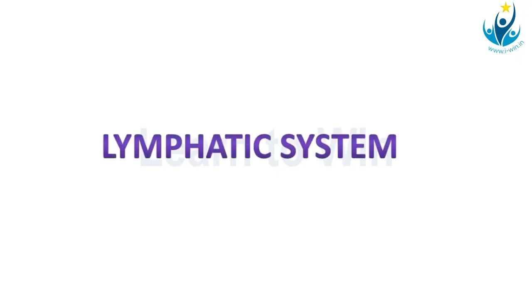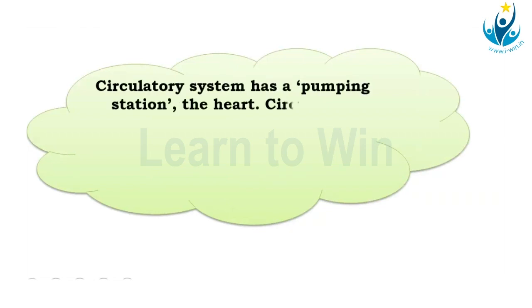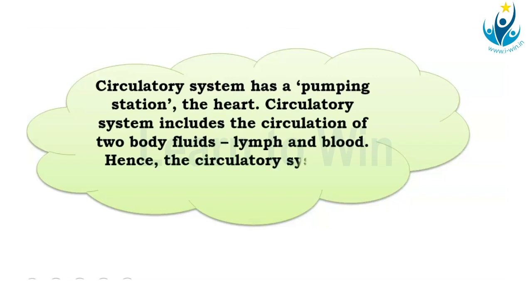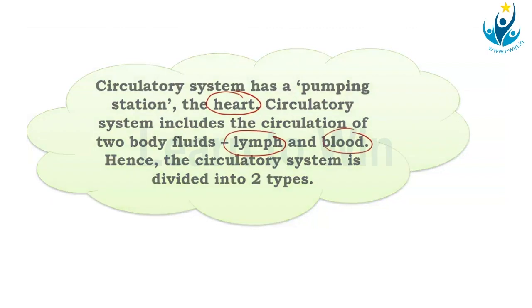Let us understand the lymphatic system. Now, the lymphatic system is basically a part of the circulatory system. As we've already discussed, if you consider that a circulatory system has a pumping station where the fluids are pumped, then that pumping station is the heart, and then there are vessels which act like pipes through which the two main fluids, lymph and blood, are circulated in the body.